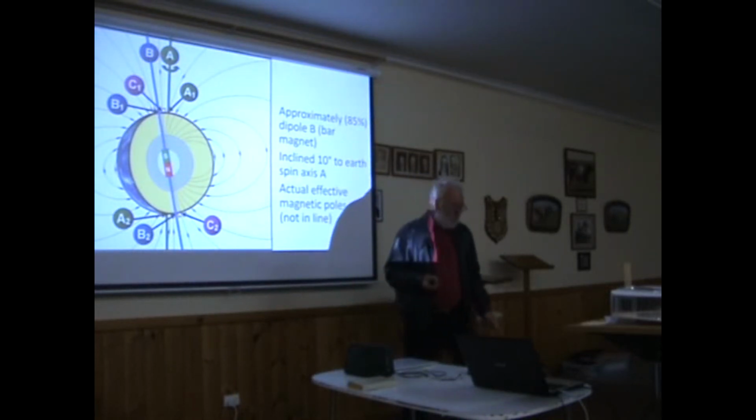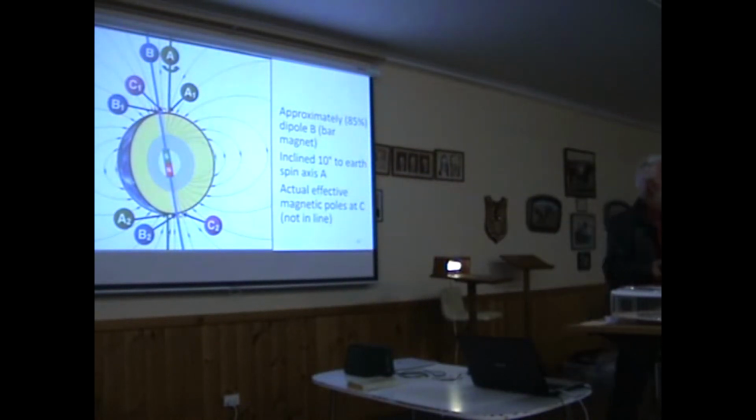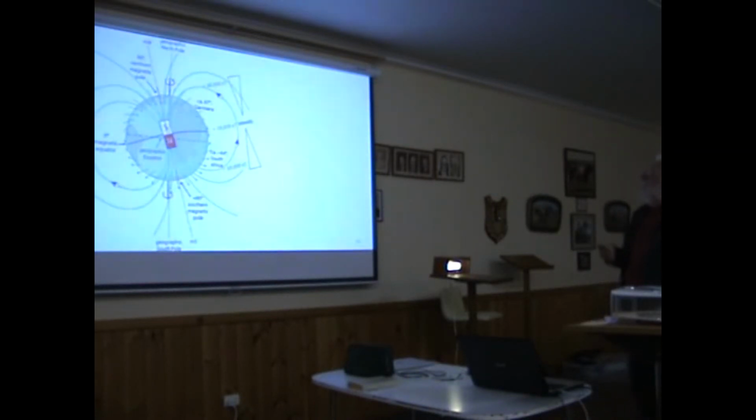So the reality of the Earth's magnetic field is very complicated. It's not just a simple bar magnet. Only about 85% of it looks like a simple bar magnet. The other 15% is like lots and lots of bar magnets sprinkled inside the Earth to produce the actual observed magnetic field. Here's another view of that.